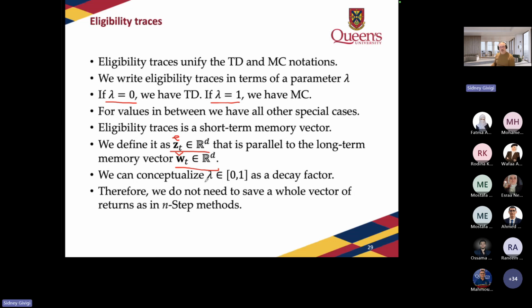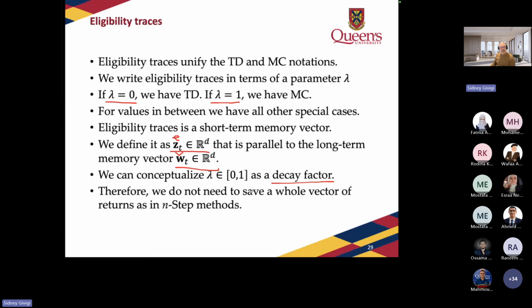This can be conceptualized also as a decay factor. So it's a factor that is going to go from 0 to 1. And note that we can actually have it equal to 0 or equal to 1. If we have 0, we have TD(0). If we have equal to 1, we have Monte Carlo. But everything is on the same page here, right? And this is something that we are going to see later on when we talk about these advantages calculations.